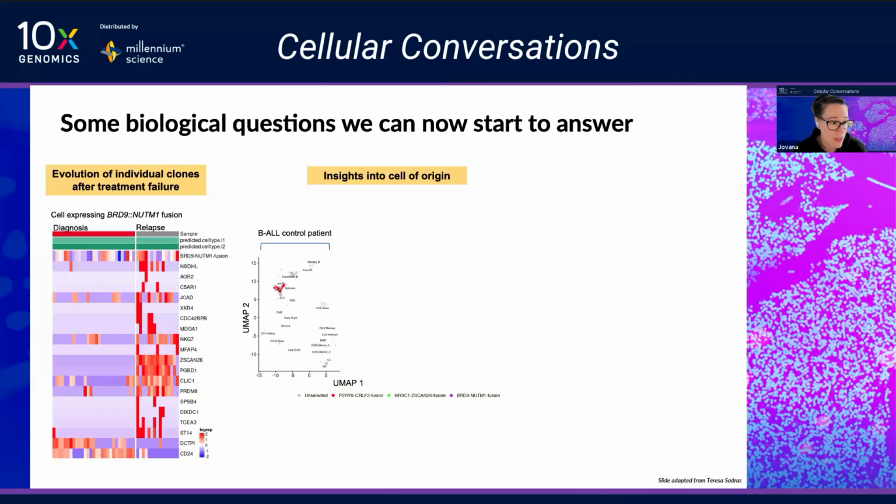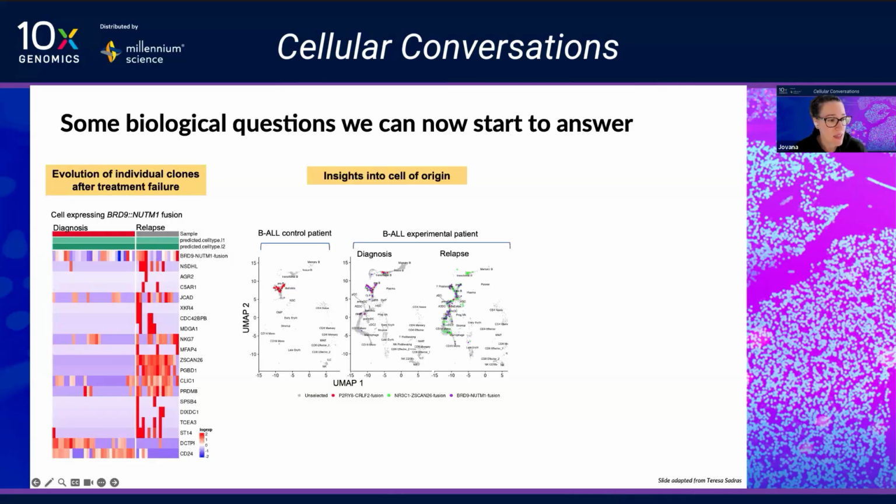We also had an intriguing observation in some patients that oncogenic fusions can be detected in non-B cell populations, and this may provide insight into the cell of origin and suggest that the initiating event occurred much earlier in hematopoietic development than we previously thought.